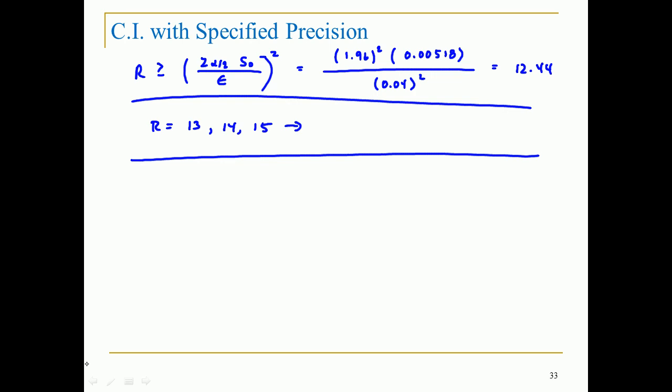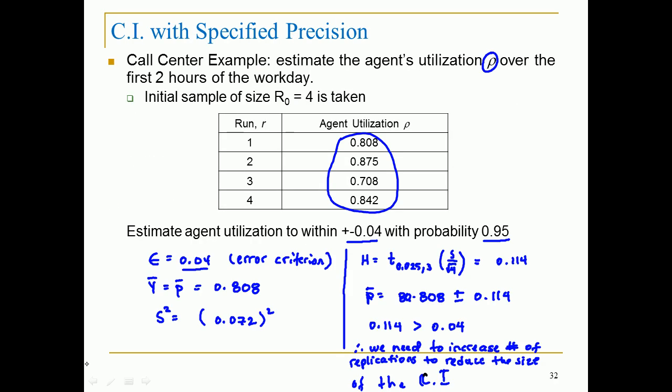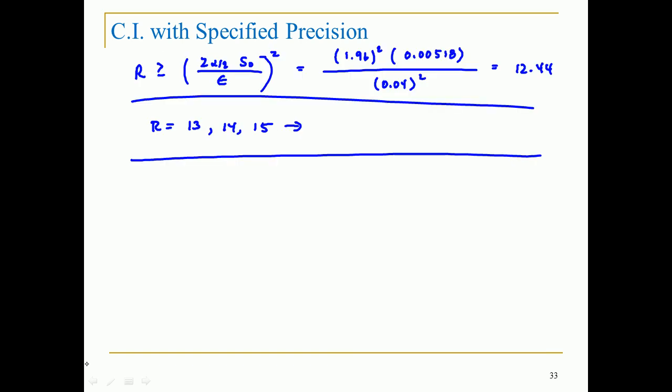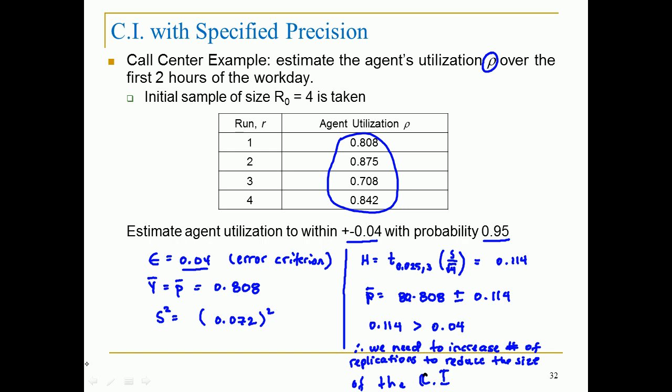Yes? This should be 0.072. It's a good question. You just square it. You have to square. When did you square it? Let me check.